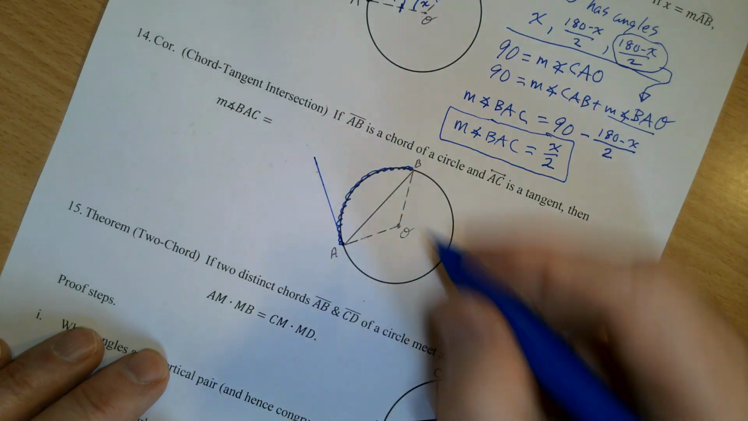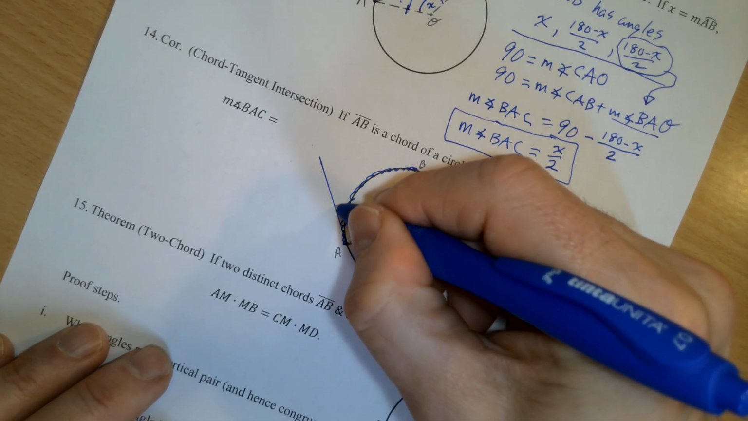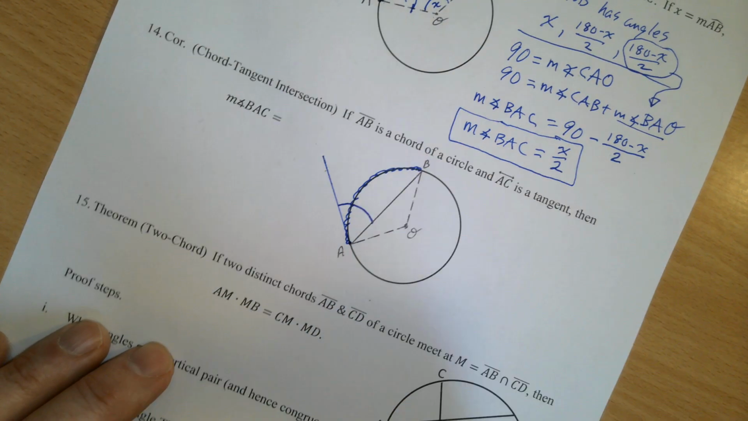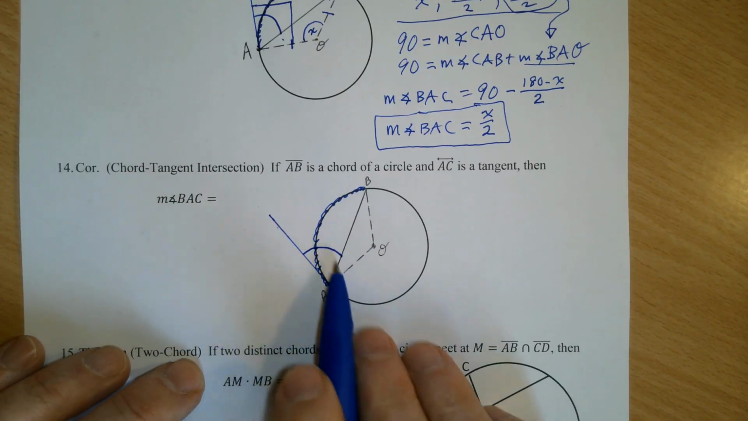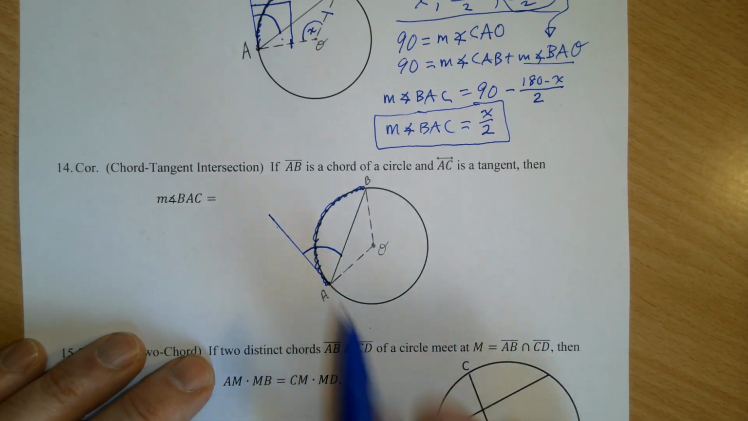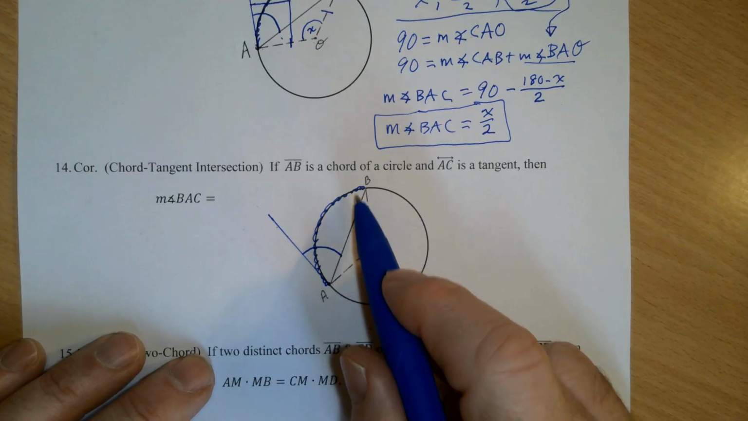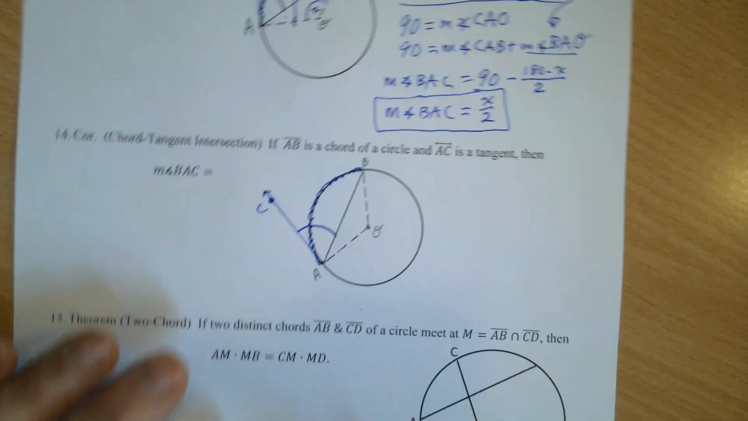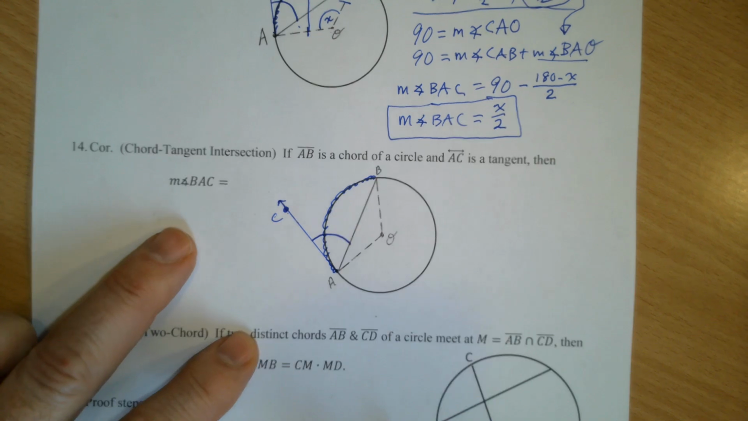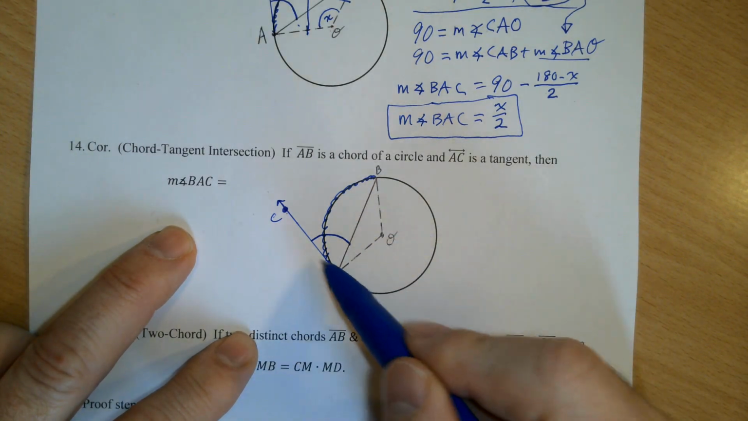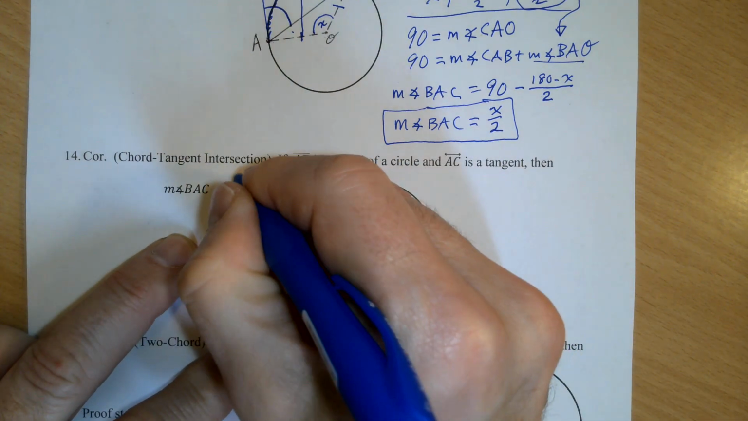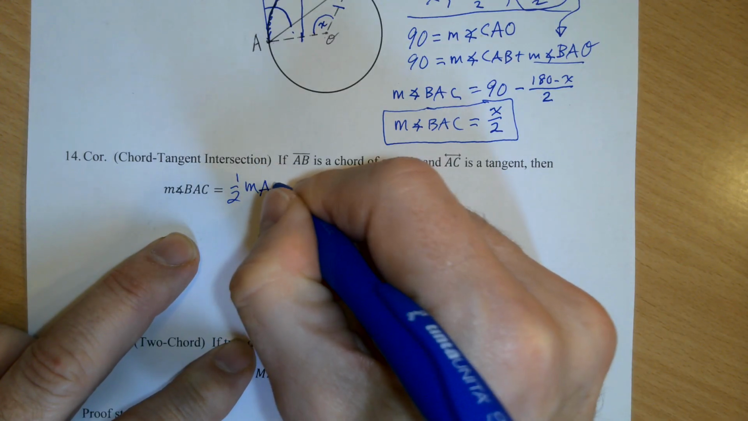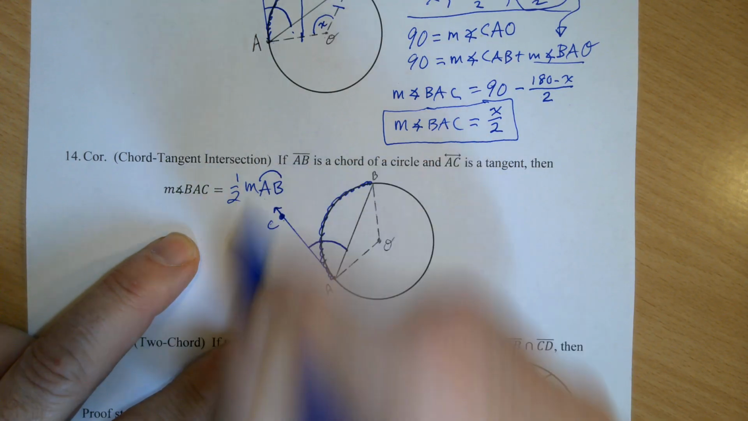Okay, so the angle we're looking for is this angle right here. And that angle is going to be 1/2 the measure of this arc. So I'll put C there. So the measure of angle BAC is 1/2 the measure of arc AB.